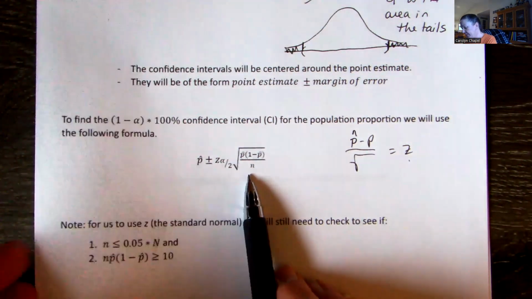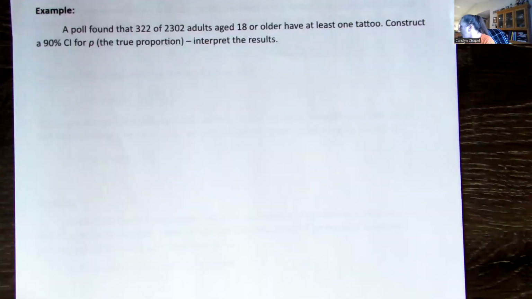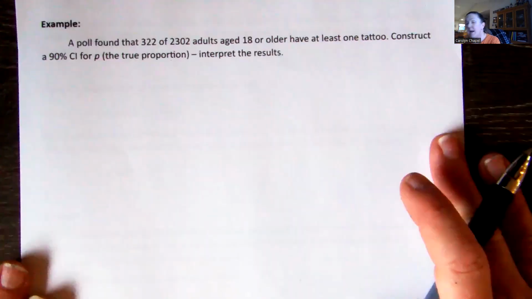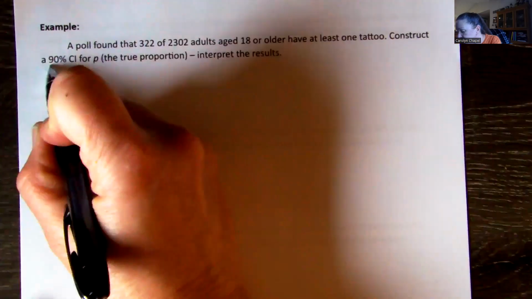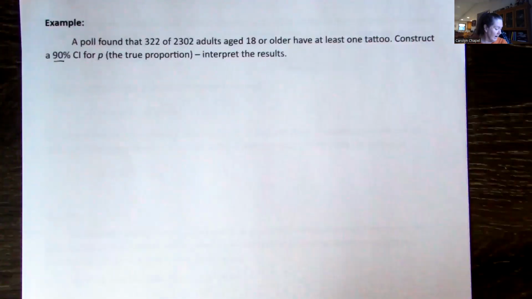So let's go and do an example and kind of walk through it. Again, I'll be using the formulas and showing you how to do these on the table, also going into StatCrunch and getting those values as well. So we take a poll and we find that 322 of 2302 adults aged 18 or older have at least one tattoo. And we're going to be constructing a 90% confidence interval, and then we're going to interpret our results.